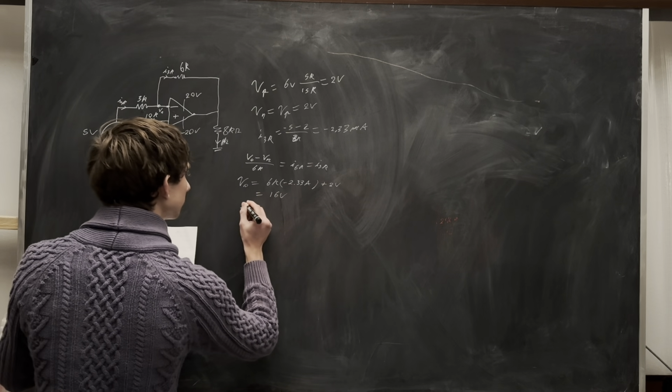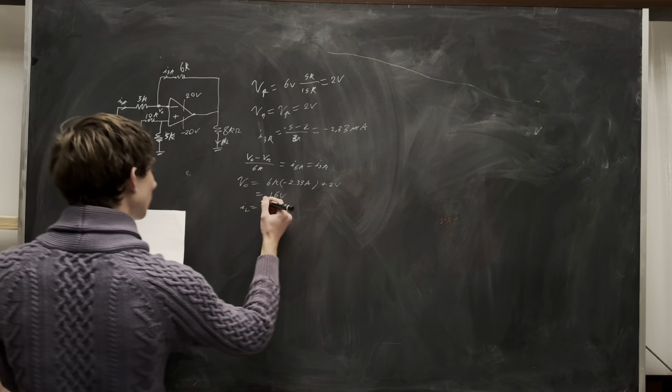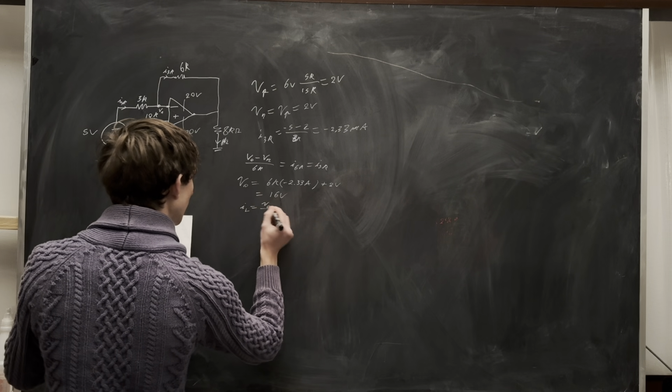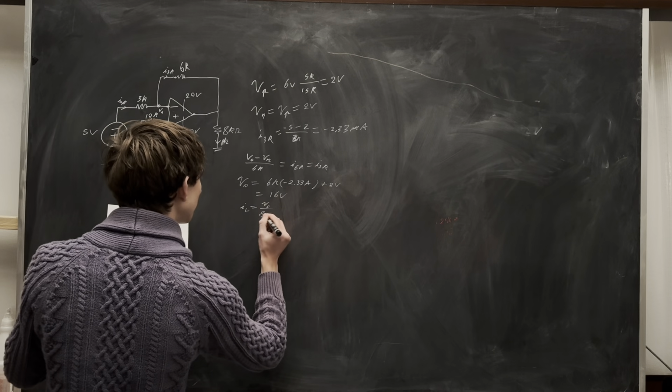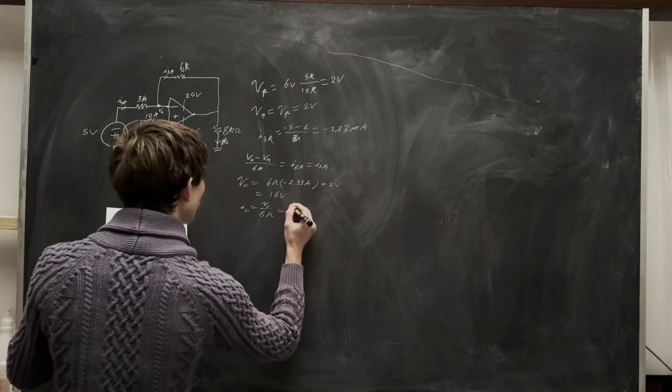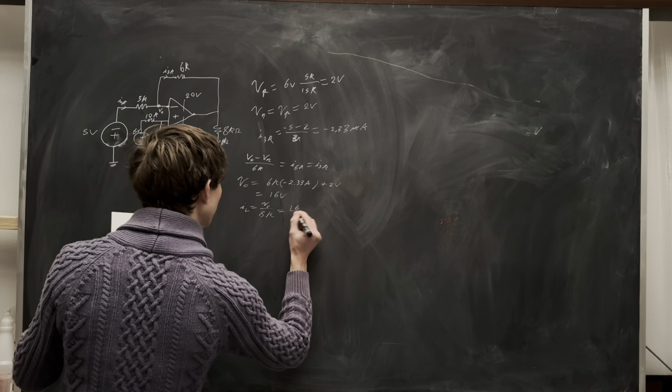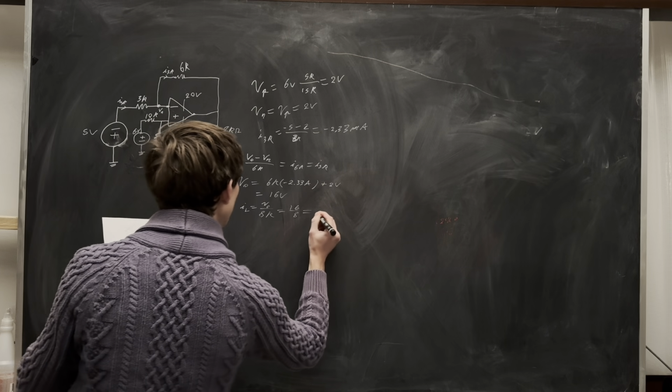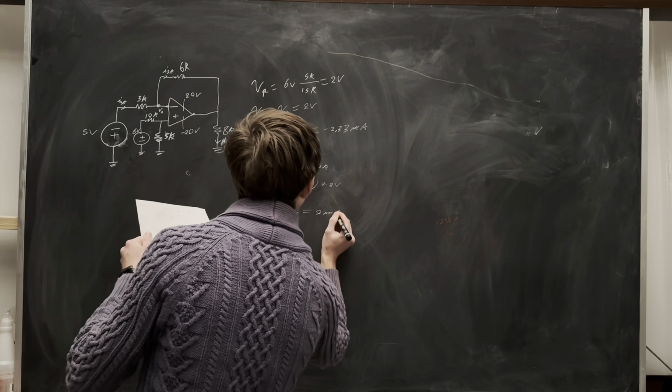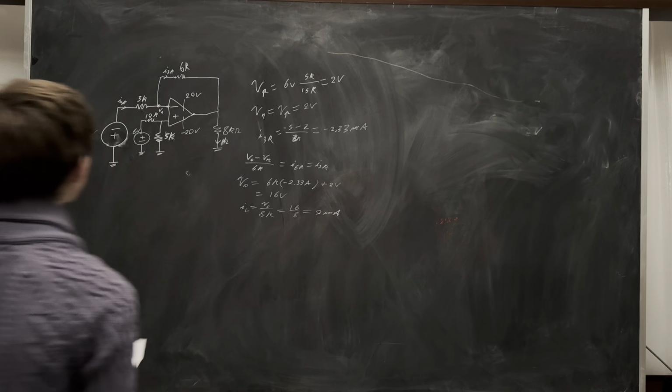So IL is just V naught over 8K, 16 over 8, it's just 2 milliamps. Nice and easy.